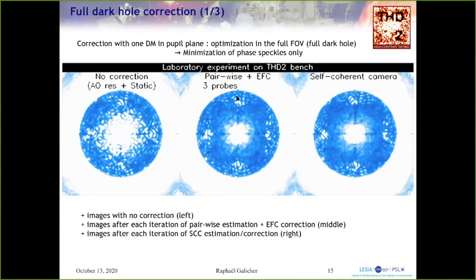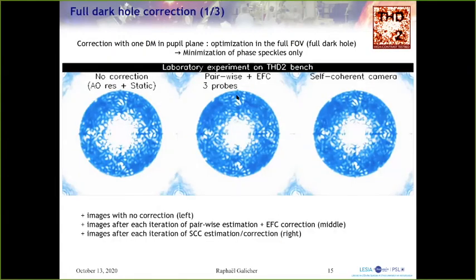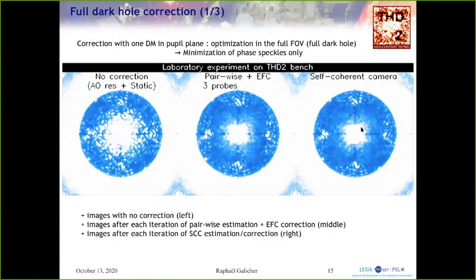So I will just go back and come back, and here you can see the correction going, and you can see that most of the quasi-static speckles are corrected. So we can correct for the quasi-static even if we are recording images behind an AO system with residuals. There is one point here.